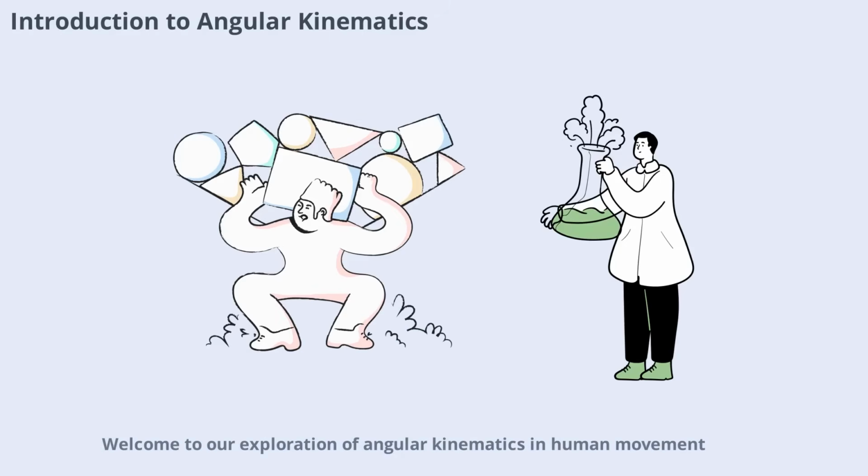Welcome to our exploration of angular kinematics in human movement. In this lecture, we'll dive into how angles are measured in biomechanics, focusing on the movement of body segments and joints. Understanding angular kinematics is crucial for analyzing human motion, whether in sports, rehabilitation, or daily activities. We'll begin by discussing the tools and methods used to measure angles, then move on to the concepts of anatomical position and segment orientation. By the end, you'll have a solid grasp of how professionals assess and interpret joint and segment angles in the human body.